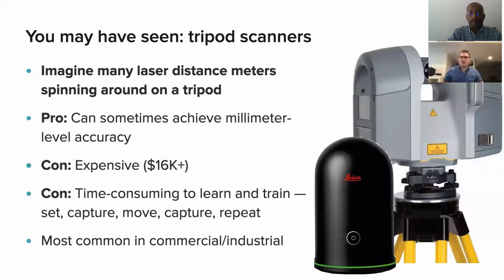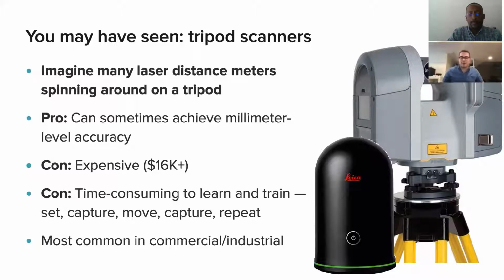When you typically hear about 3D capture, you probably have one of these devices that comes into your mind. And these are typically tripod-based laser scanners. And the way that they work is, imagine if you had a bunch of laser distance measures spinning at a high rate of speed in this device, capturing every measurement that it pulls in. Now, these are very powerful devices. They can sometimes achieve millimeter level accuracy.